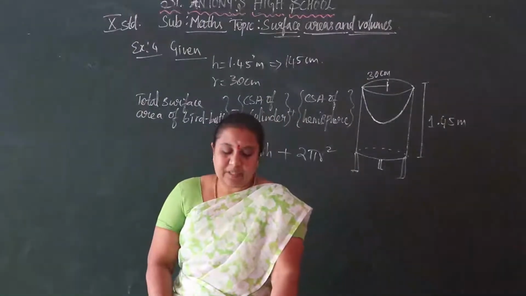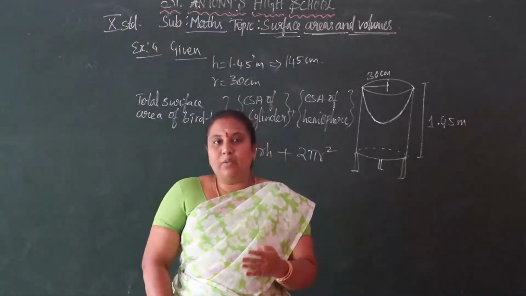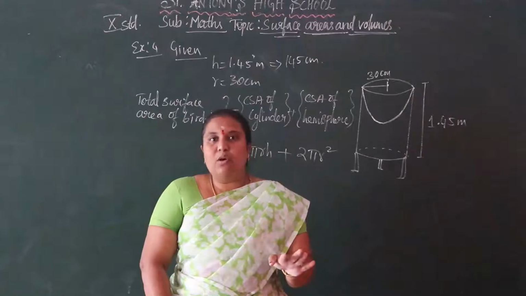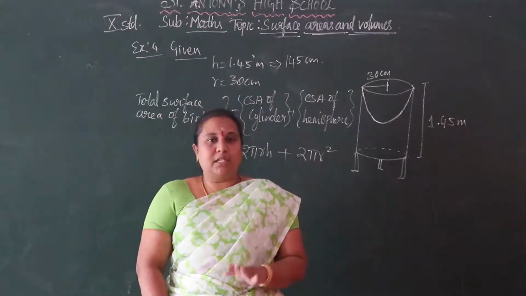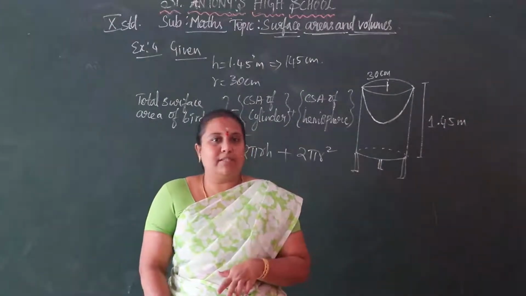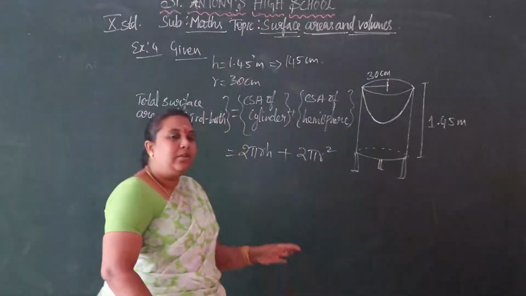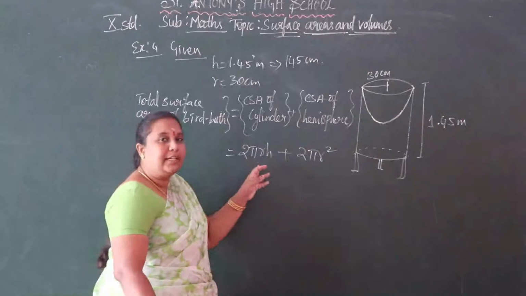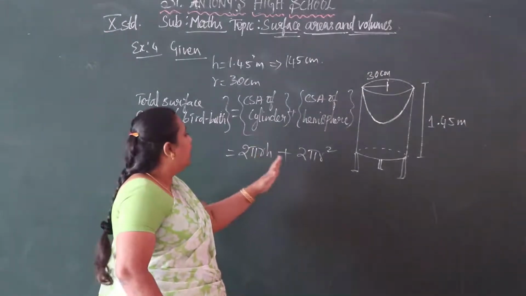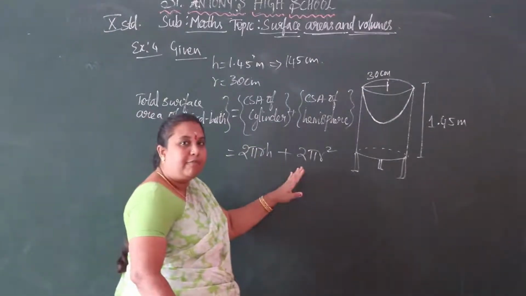That is in the sum. In every sum they are giving the value of pi. If there is no value of pi given in the question, it means you have to take 22/7. If there is a value, you have to write that only. Okay. So in this sum also they have given 22/7 itself. Okay. So we have to simplify these formulas.